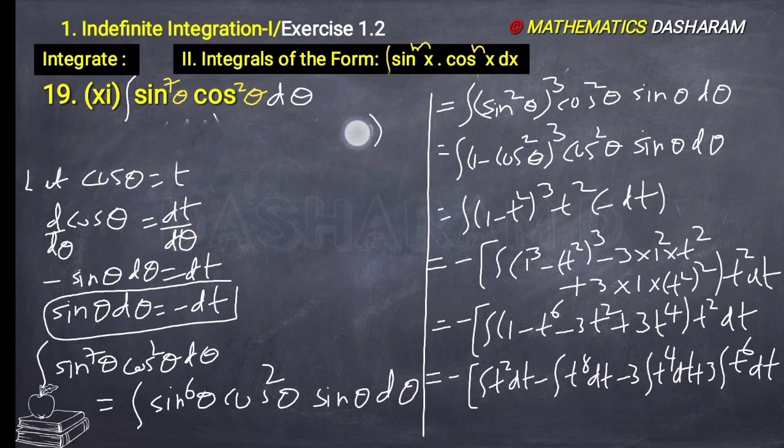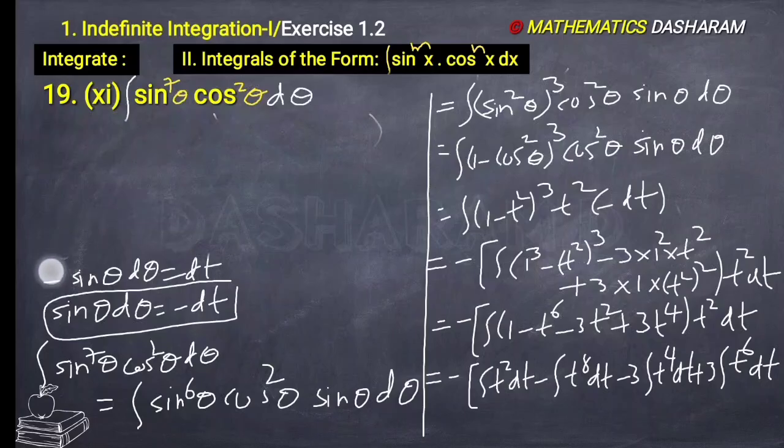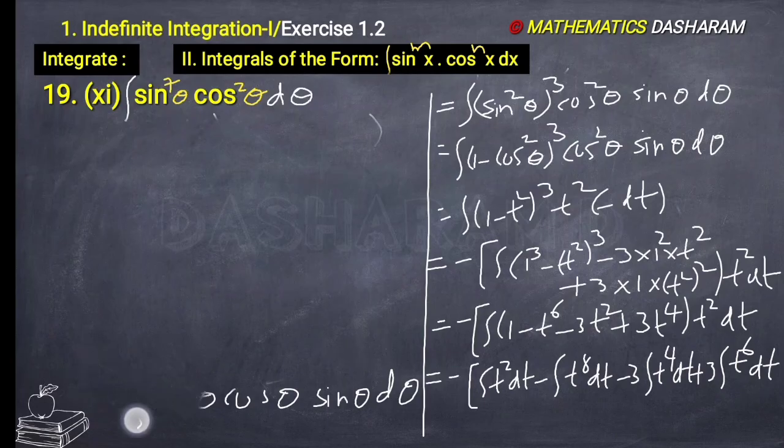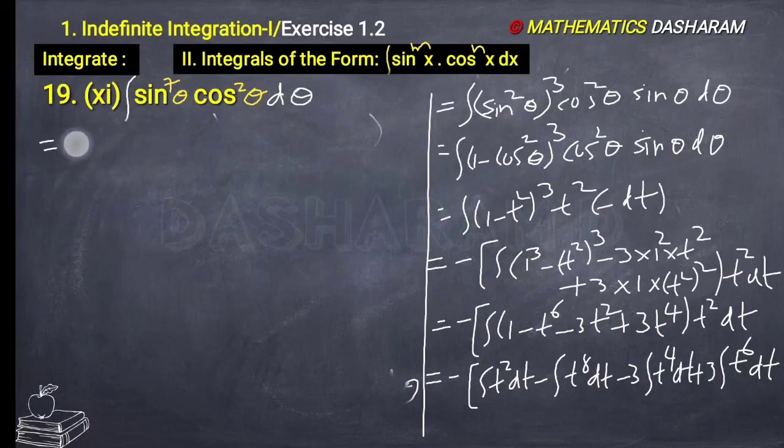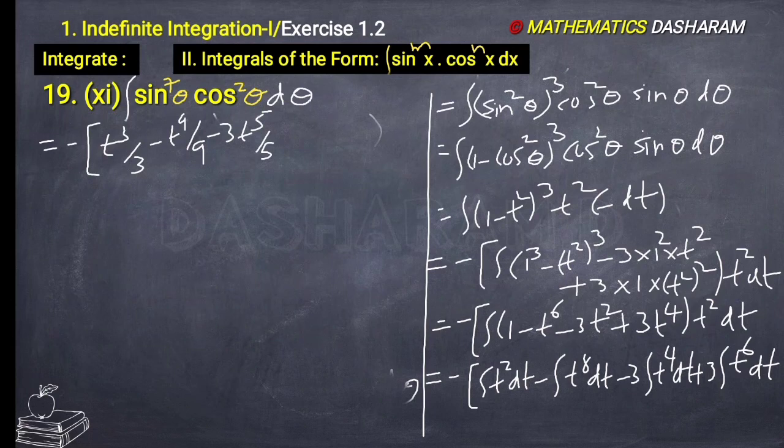So let's apply the formula, that is integration x to the power of n equals x to the power of n plus 1 by n plus 1. So minus bracket of t cube by 3 minus t to the power of 9 by 9 minus 3 into t to the power of 5 by 5, next 3 into t to the power of 7 by 7 plus c.